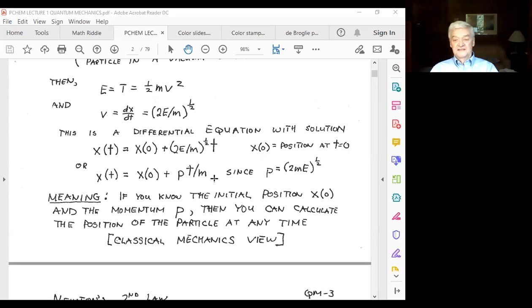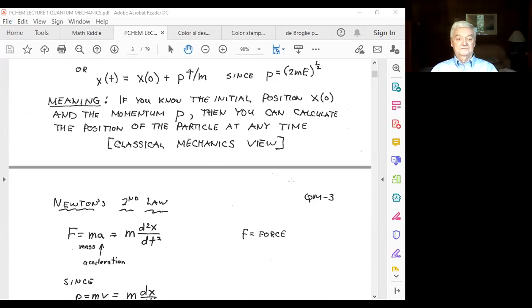And as I said last time, this is similar to just calculating where your car is going to be if you're starting a drive from College Station to Houston or Dallas or wherever. So this is the classical mechanics view of where things are. It'll be different when we get to quantum mechanics.